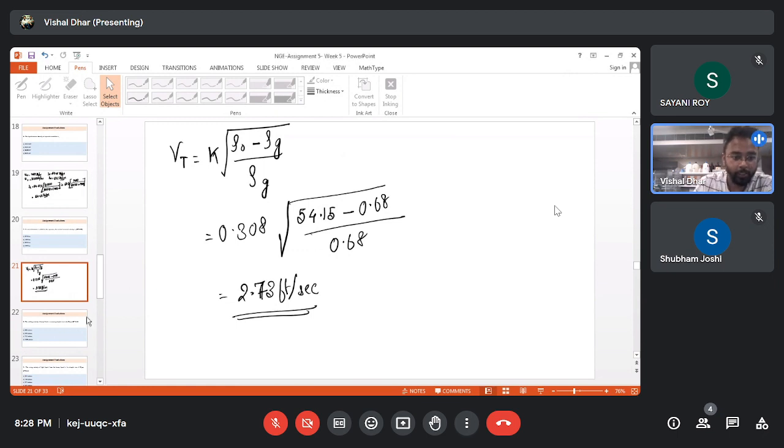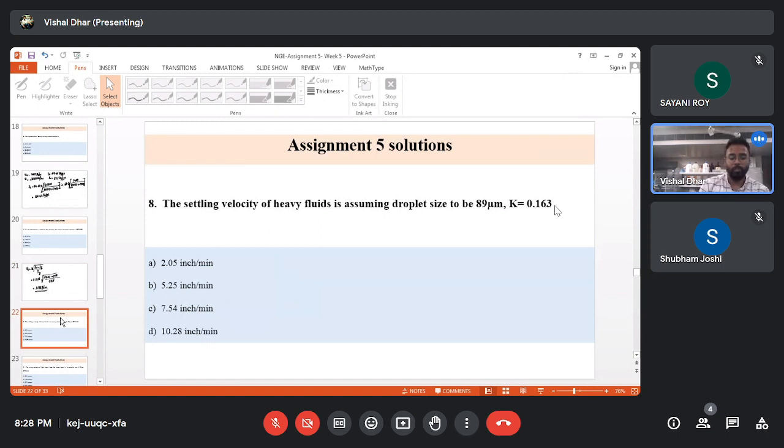Okay? We'll go to the next question. Shubham Pajwal will join us. The settling velocity of heavy fluid, assuming droplet size to be 89 micrometer, k equal to 0.163. Four options are A 2.05 inch per minute, 5.25 inch per minute, 7.54 inch per minute, and 10.628 inch per minute. So these are the four options.